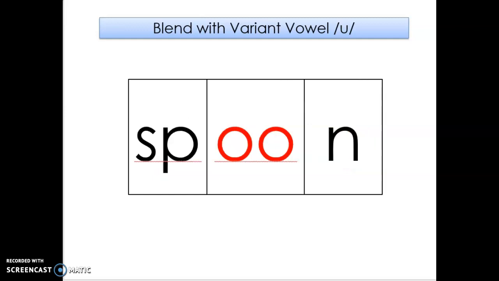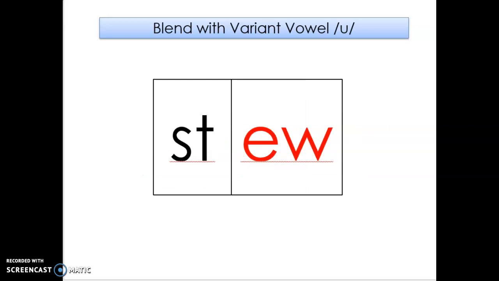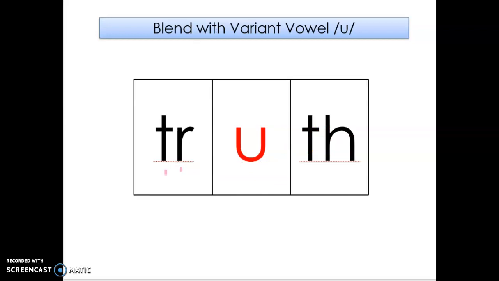All right, let's sound out this word together. We have a blend here. Sp says sp. Ooh. What's the word? Next one, another blend. Split it up. St. Ooh. What's the word? And last one. Ooth. What's the word? Great.